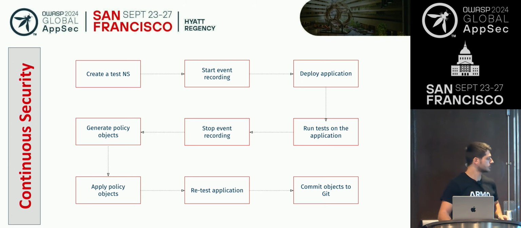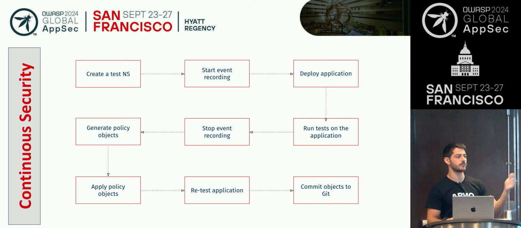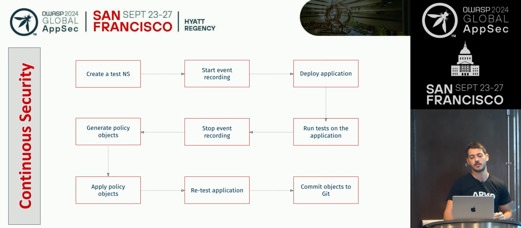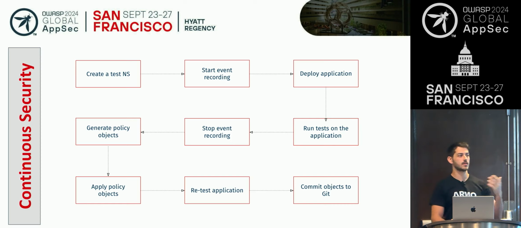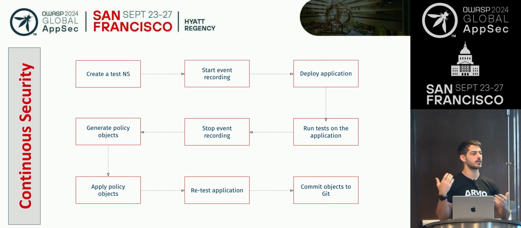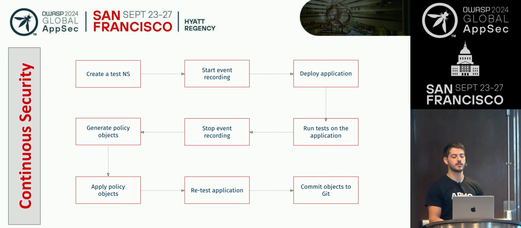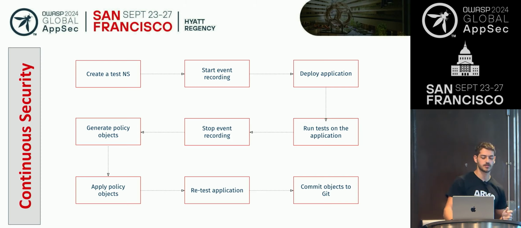So how can you do it? What we're going to do is, in your CI/CD, create a test namespace. We're going to start the event recording, the eBPF recording of all the events, like the files, the system calls, the network connections. Then we're going to deploy an application. We're going to run tests on the application so we can see how it behaves on different activities. Then we're going to stop the event recording. We're going to generate those policies: the seccomp profiles, the network policies, and vulnerabilities.